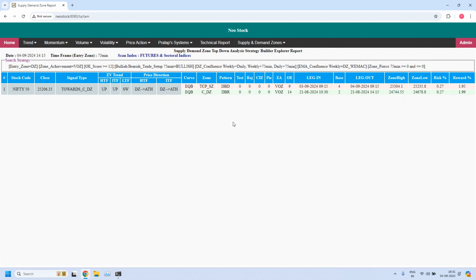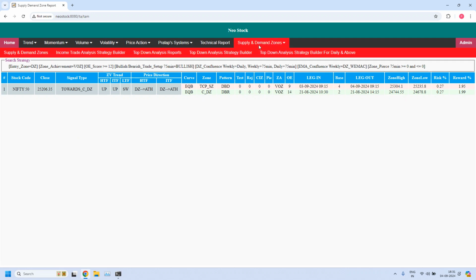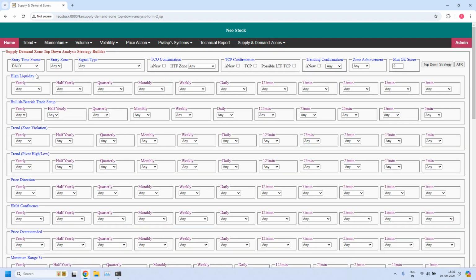Okay. Next let us look for LTF, ITF, HTF confluence. So this is the bullish trade setup for weekly income trade. Next, the bearish trade setup for weekly income trade.